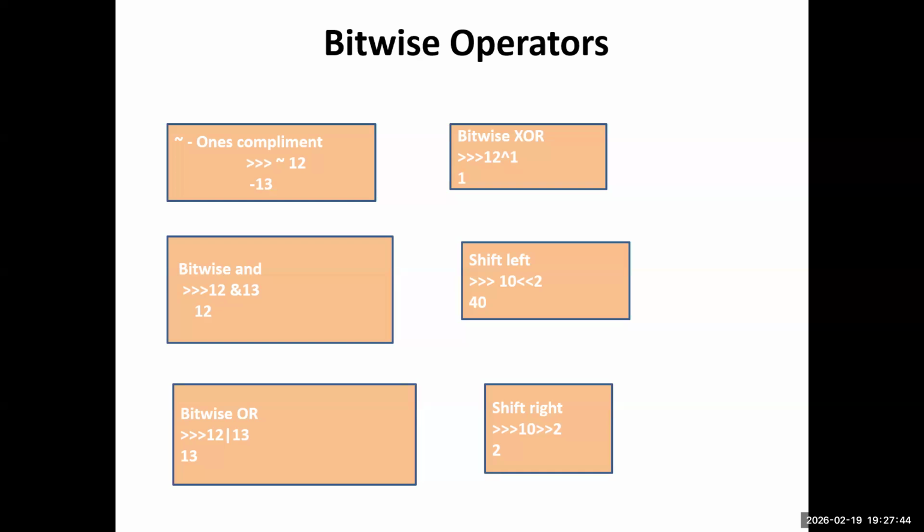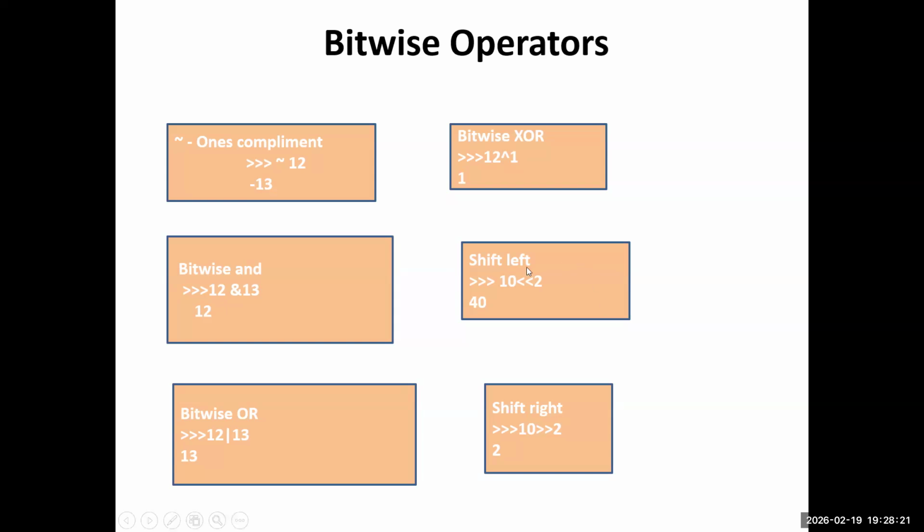XOR also works with the help of a truth table. Suppose you have two input values A and B. When you apply the XOR operation, the equation is A B bar plus A bar B. That means if both values are false, it is false. If both values are true, it is false. If any one value is true, it is true. So this is the operation of XOR.